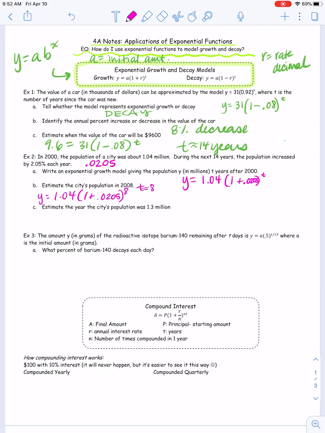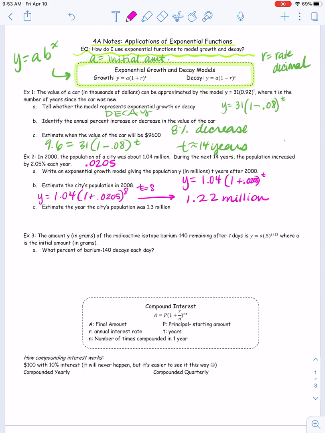1.04 times the 1 plus 0.0205 raised to the 8th power is going to give me approximately 1.22 million people. That's the population in 2008. So it's obviously grown. Started at 1.04 million, now we're at 1.22 million people.